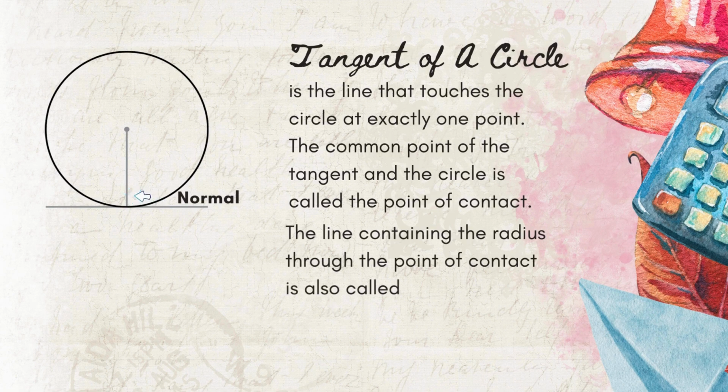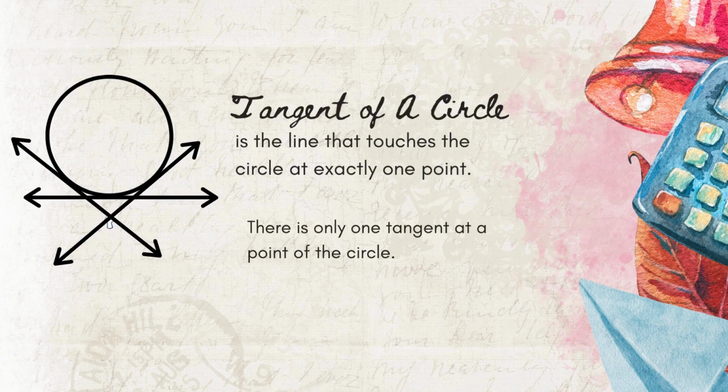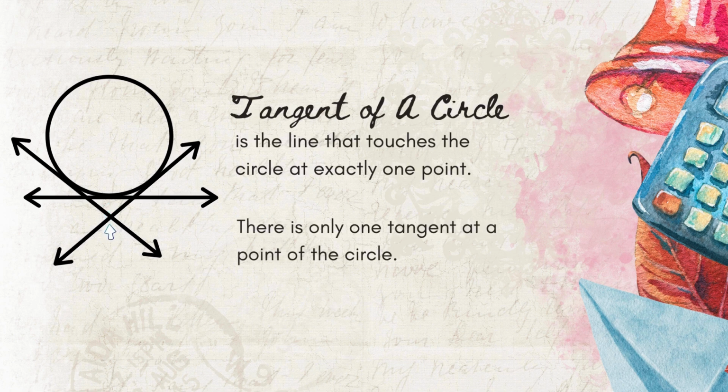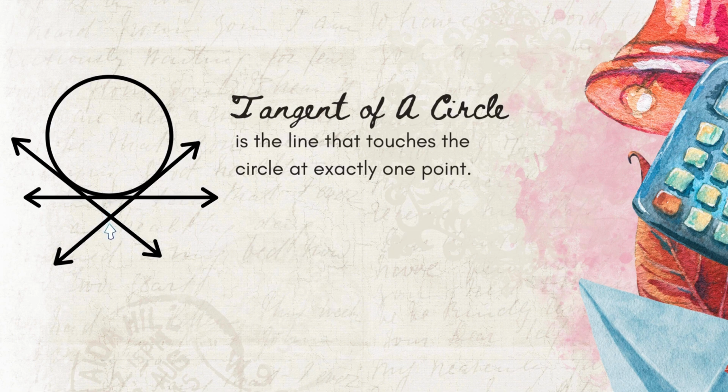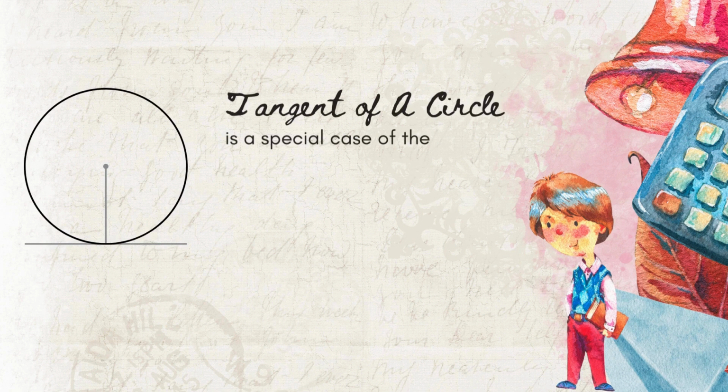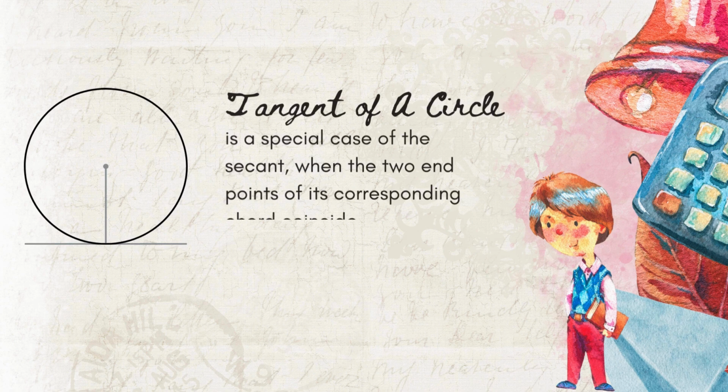The line containing the radius through the point of contact is also called the normal to the circle at that point. Also, there is only one tangent at a point of the circle. We can say that the tangent of a circle is a special case of the secant when the two endpoints of its corresponding chord coincide. Now let's see some properties of the tangent.